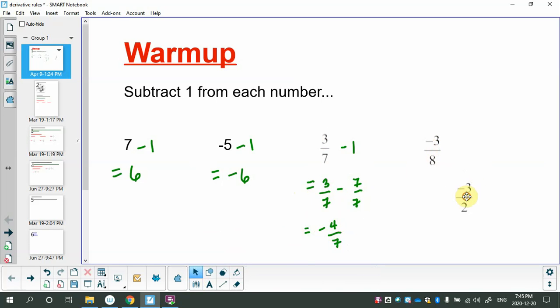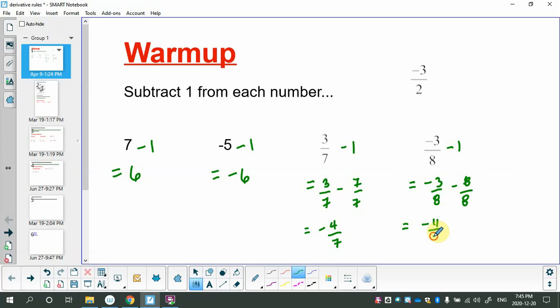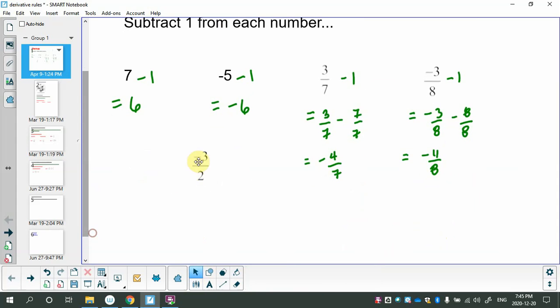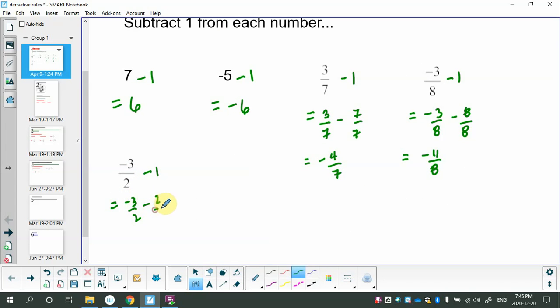Next one, let's do this one. -3/8 subtract 1. We'll treat it the same as the last one. -3/8 subtract 8/8 is -11/8. And the final one is -3/2. Subtract 1: -3/2 subtract 2/2, because we need a common denominator, and that is -5/2. So being able to do this is super handy in the middle of a derivatives question.